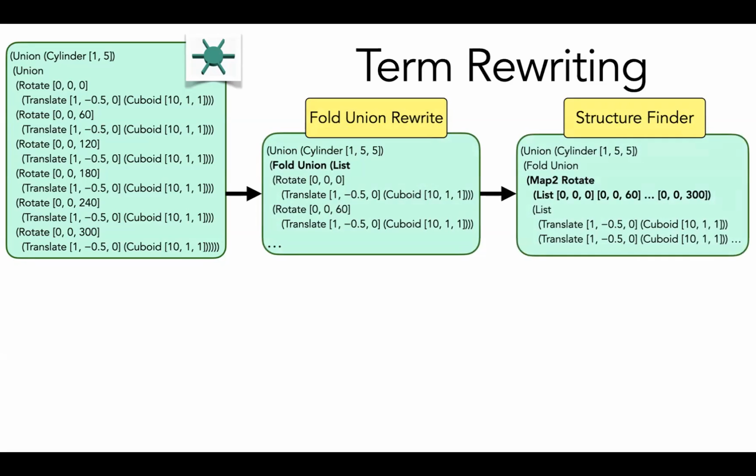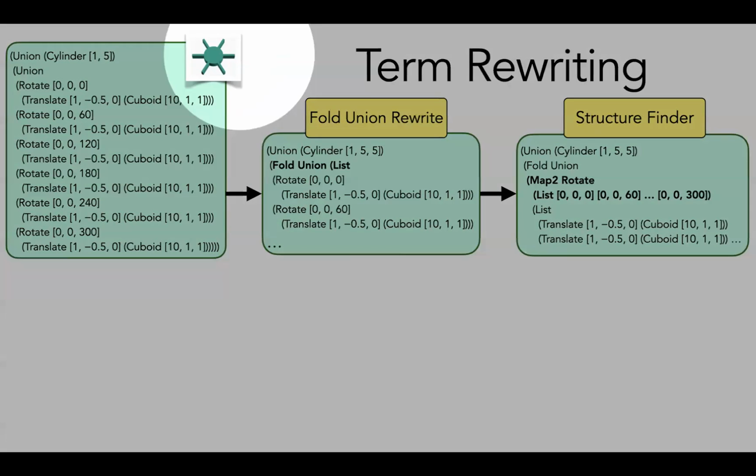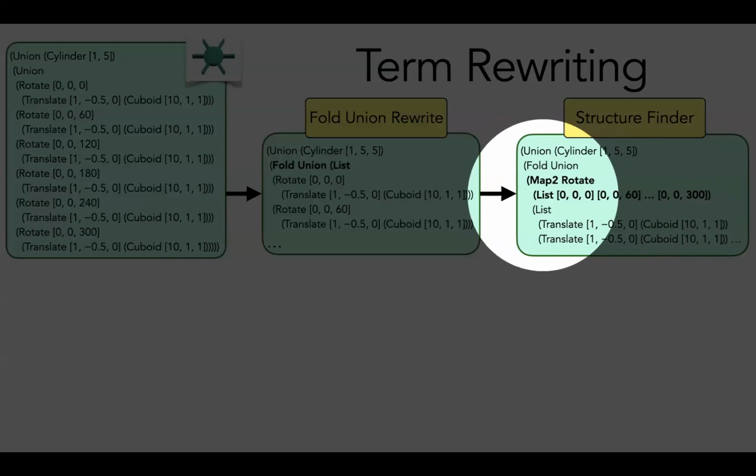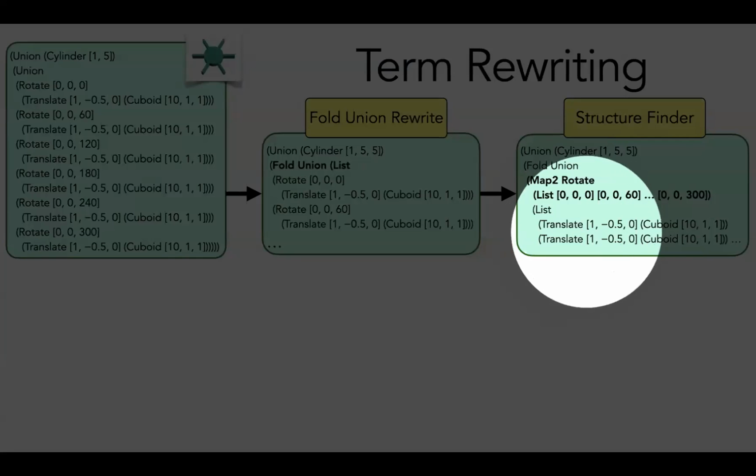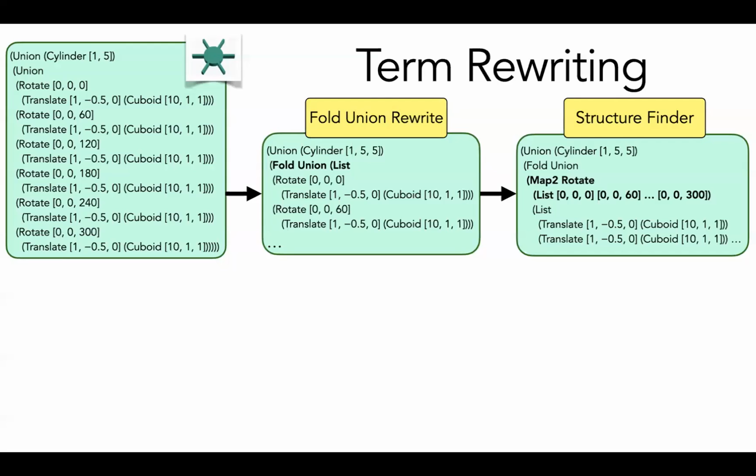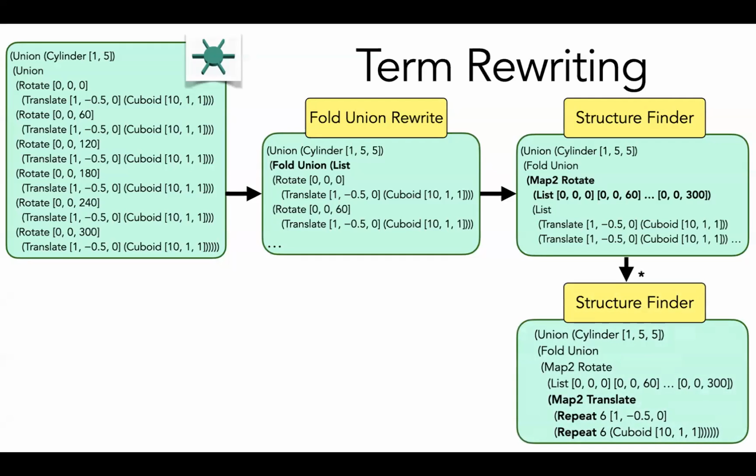So I can pull that rotate out. I can do map2 of rotate. I can pull the first arguments of rotate into one list and the second argument of rotate into another list. It turns out I can do that again because I have this list of translates all on cuboids. So I have another map2 where I'm doing translates of all those arguments over cuboids. Now what's nice is I've pulled the related arguments to nested operators all into a single list.